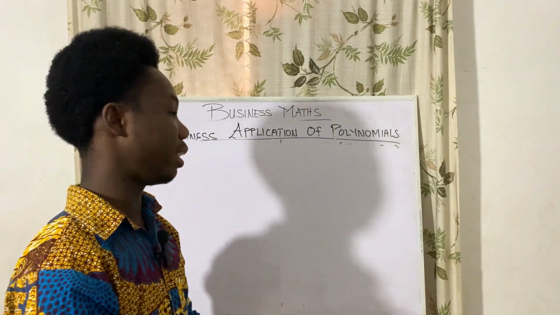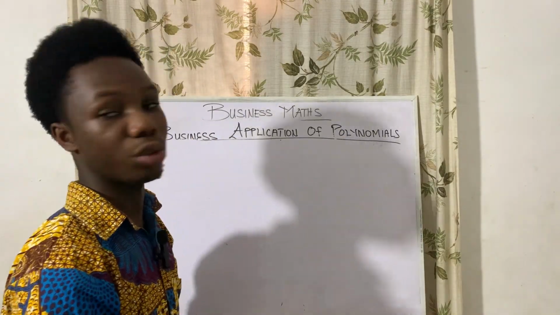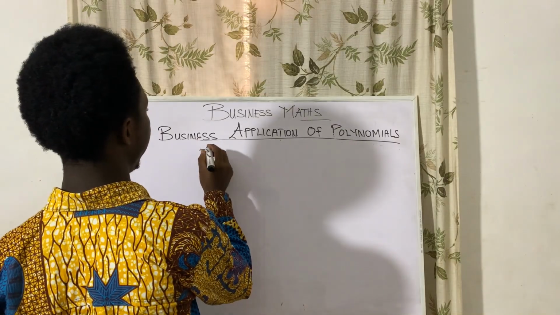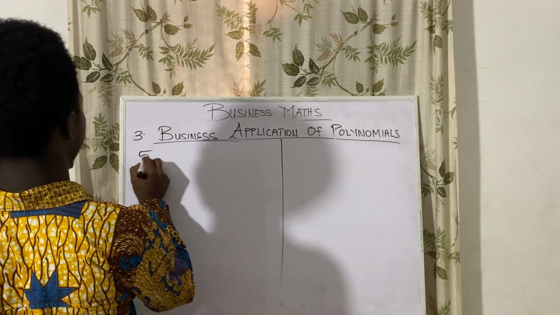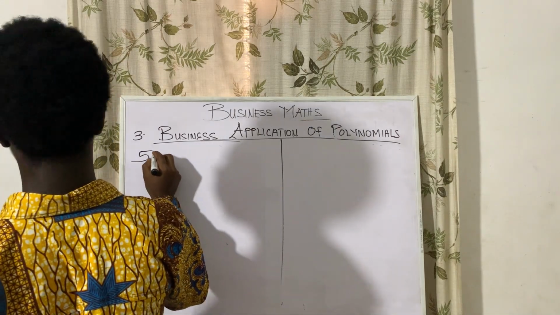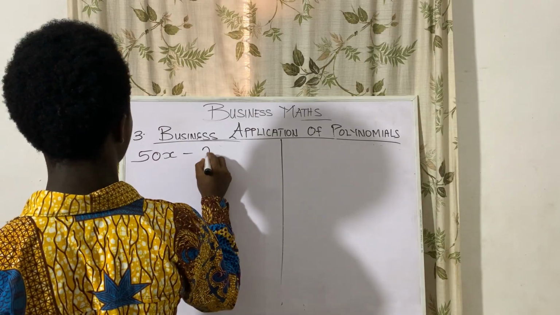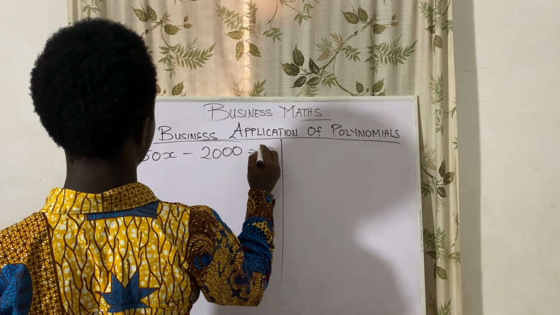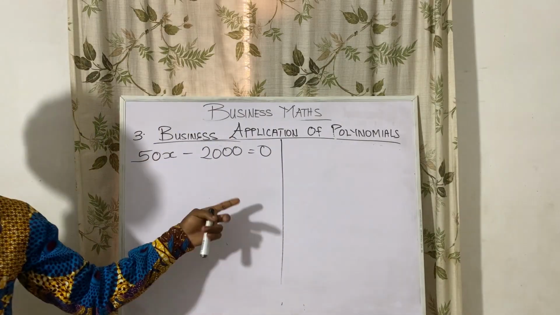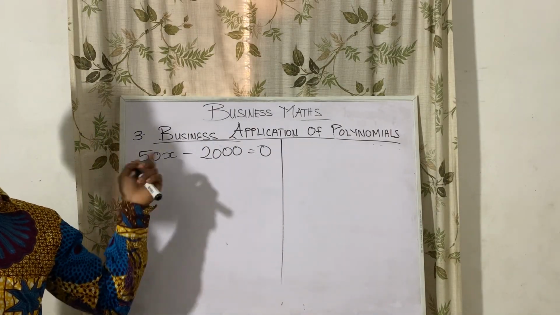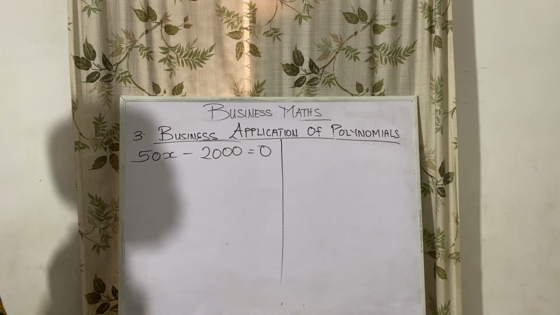So now let's look at a break-even example. The question says we have 50x minus 2000 equals 0. Let me divide my board. Whenever you see a scenario or an example like this, we are dealing with break-even examples. So we have to solve this.